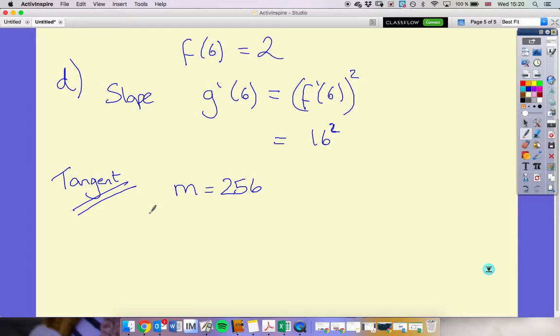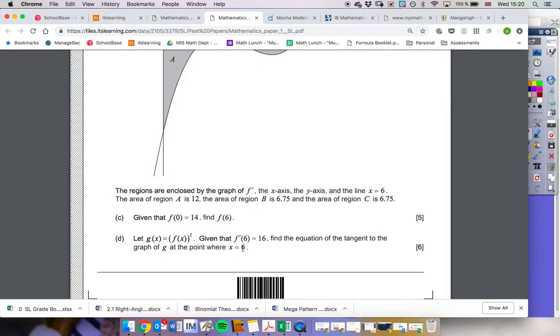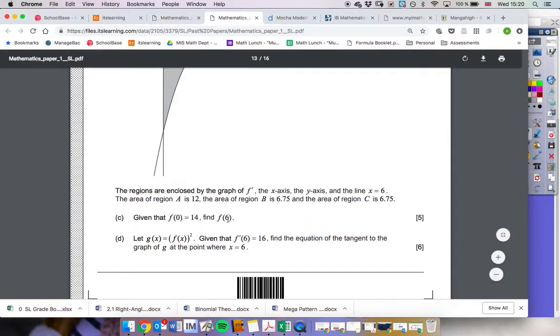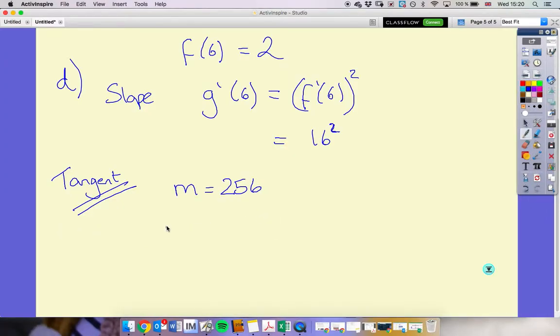I now need to find a point. I know the x-coordinate is 6, and I know that I've got this that will help me. In part C, I found f of 6. So to get my point, I'm going to find g of 6, which is f of 6 squared. So I take whatever answer I got from part C and I use it in part D. If I didn't get 2, well, I've got to use what I got and hope that I get some of the follow-through marks. So I got that f of 6 is 2, so I will have 2 squared.